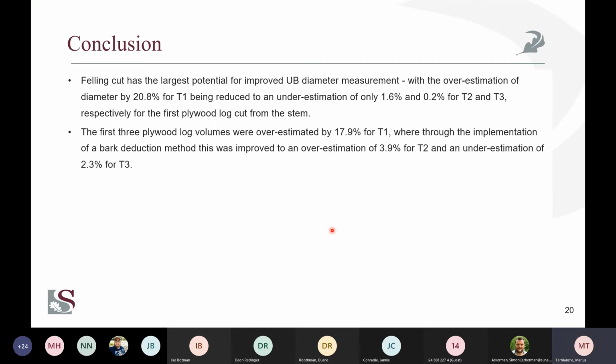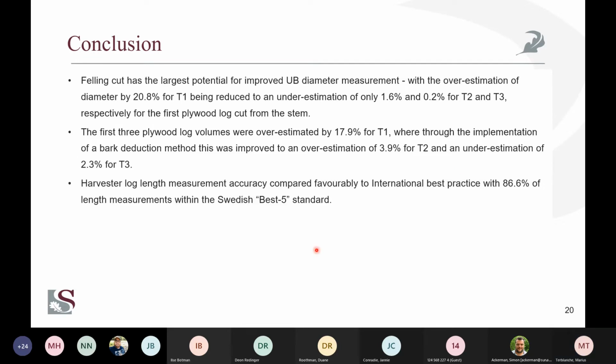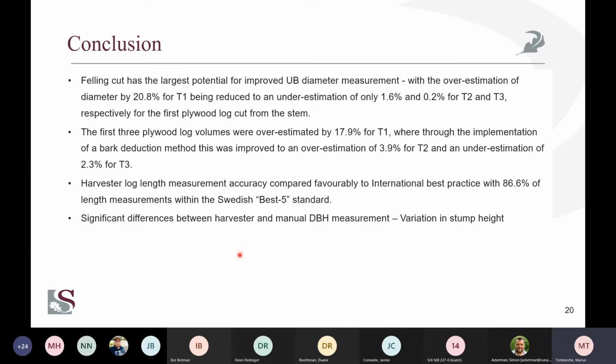For the first 3 plywood logs, volumes were overestimated by 17.9% for treatment 1, where through the implementation of the bark deduction method, this was improved to an overestimation of 3.9% for trial 2, and then an underestimation of 2.3% for trial 3. The harvester log length measurements compared favorably to international best practice, with 86.6% of the length measurements within the Swedish Best 5 standard. And then there were significant differences between the harvester and manual DBH measurements, which was attributed to a variation in stump height.